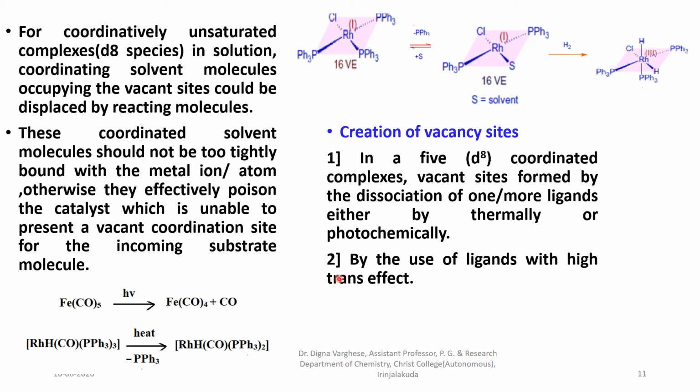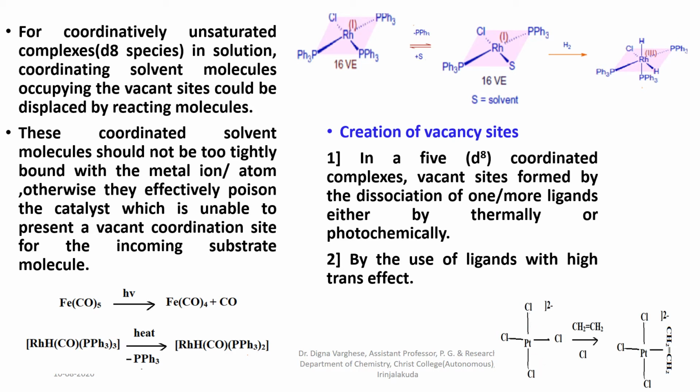Another method is by the use of ligands with a high trans effect to create vacancy sites. In this method, for example, platinum tetrachloride is treated with alkene, and by the elimination of one chlorine ligand, this alkene is coordinated to the metal atom. Here, a high trans effect ligand can replace one of the ligands in the complex.